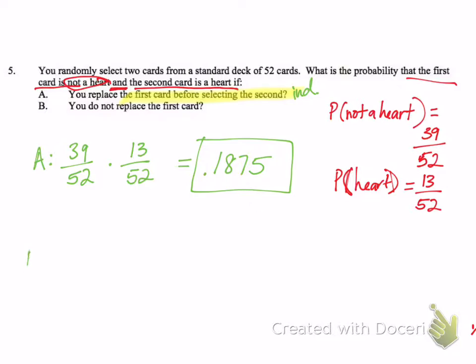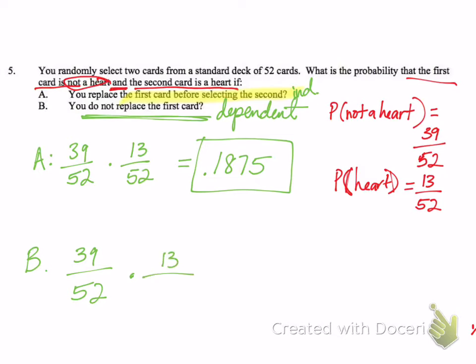But then I look at part B, and it says you do not replace the first card. So then that would be dependent. And so the first one, so drawing not a heart, is 39 out of 52. But then what changes whenever I don't replace it? So I have drawn not a heart. How many hearts do I have left? 12. I still have 13 because I didn't draw a heart, I drew a non-heart. So I still have 13 hearts left, but I only have how many cards left? 51. Good. And so then I end up with 0.1912.